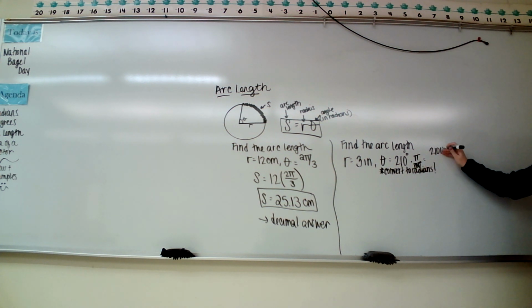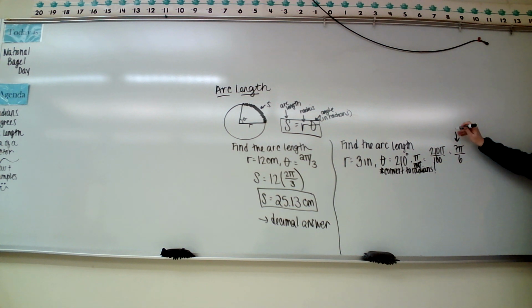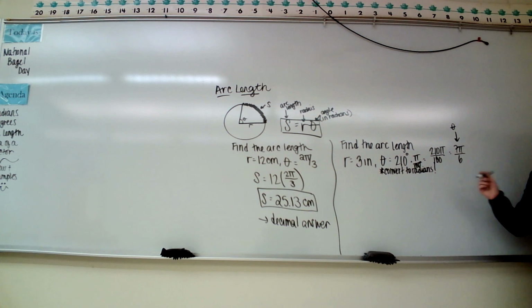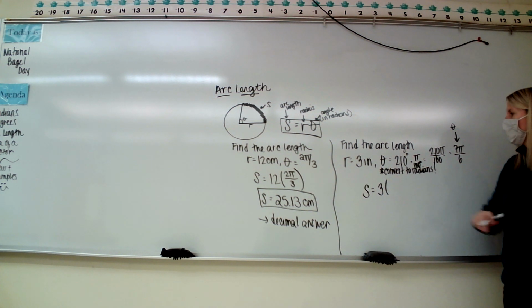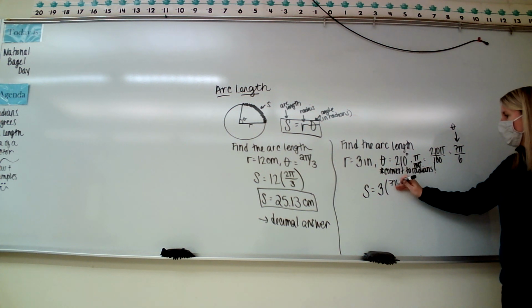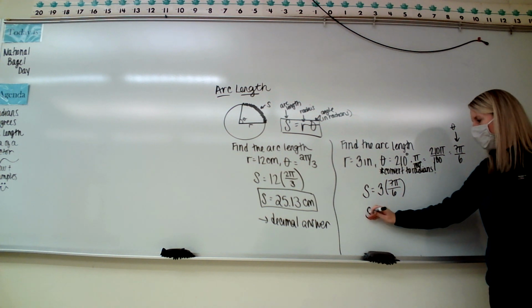That gives me 210 pi over 180, and then I'm going to reduce it. I just grab my calculator, and that gives me 7 pi over 6. Now this is what I'm going to use for my theta. Sometimes we do have that extra step. Let's plug in: s equals r, which is 3, and theta is 7 pi over 6. Please do not plug 210 there. If you plug 210 there, it won't make sense.